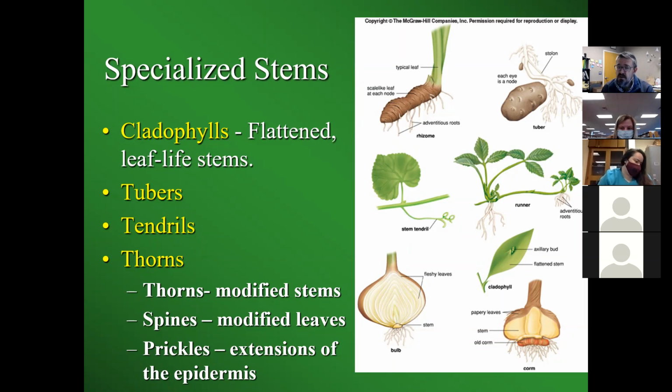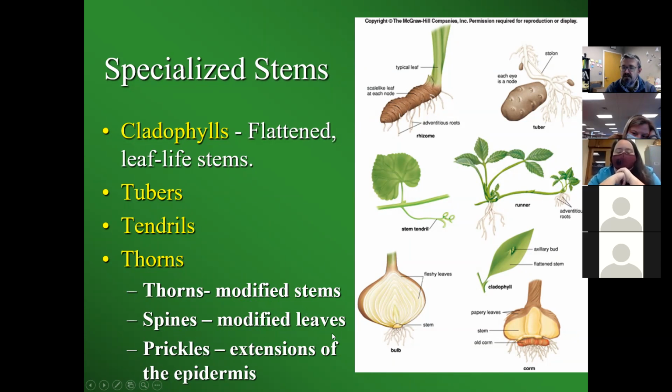And then thorns. Oh, I forgot one. I should mention cladophylls first before I get there. Cladophylls are flattened out stems that act like leaves. We see this example down here on the right, but I think a cactus is an even better example, like the pad of a cactus. Modified thorns. So thorns are modified stems. And then we're going to come back to these again.